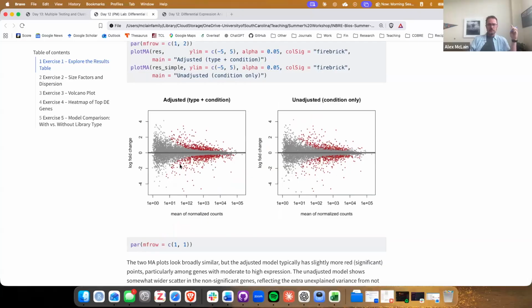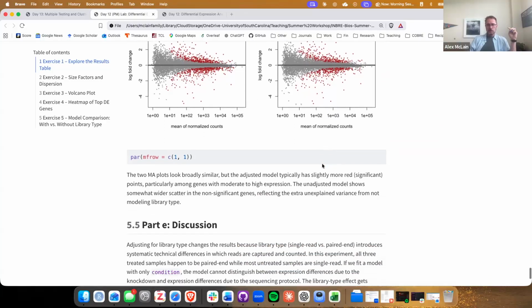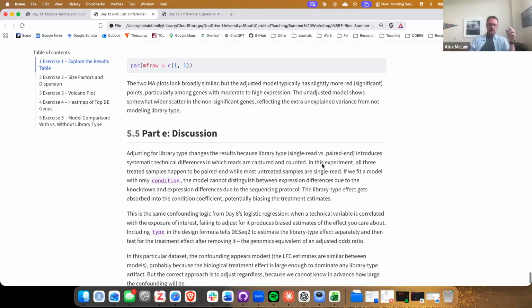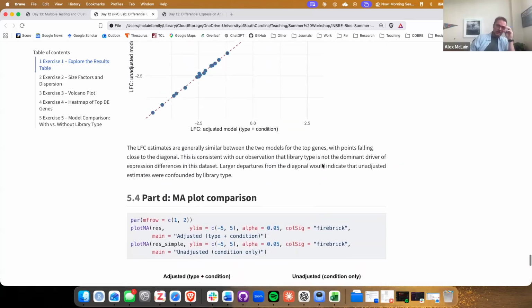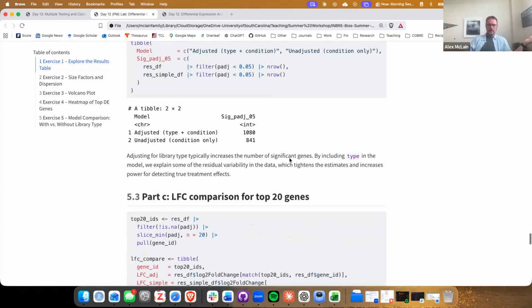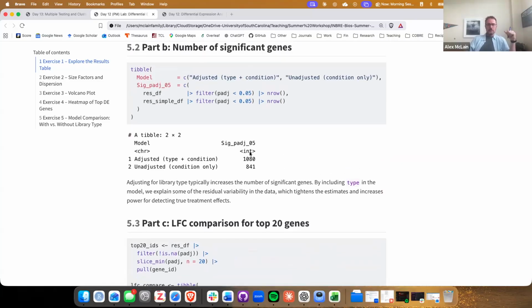And this is a comparison of the MA plots. They look very, very similar to one another. And this is just a little discussion of that. So adjusting for type, it is a good idea. It does give us more power, but it doesn't overall have a huge impact on what we see towards the end of the analysis.